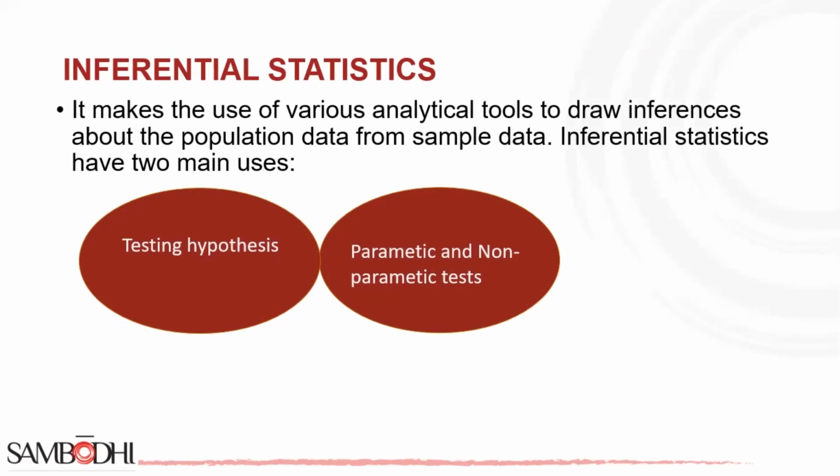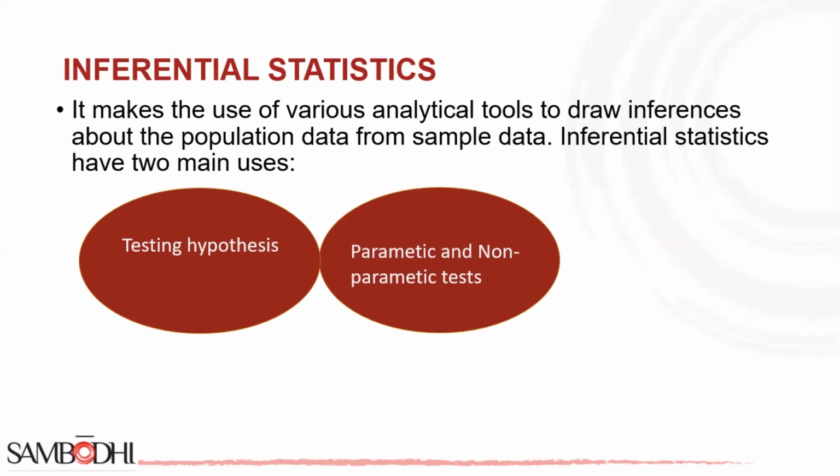Next is inferential statistics. Inferential statistics can be defined as the field of statistics that uses analytical tools for drawing conclusions about what? About a population by examining random samples. The goal of inferential statistics is to make generalizations about the population. In inferential statistics, the statistic is taken from the sample data.